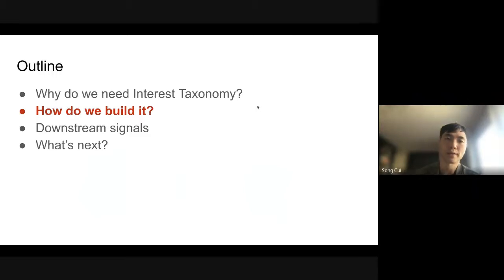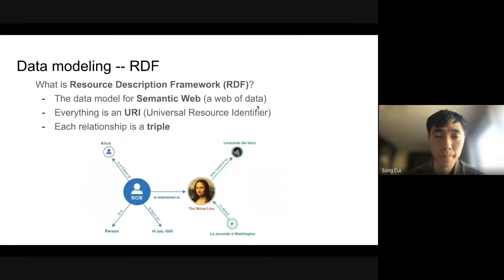Then the next question is how we are going to build and maintain it. All the taxonomy-related development work is based on a fundamental data model called RDF, where the key thing is that each relationship is modeled as a triplet, which contains the relationship itself as well as the two entities that have this relationship.